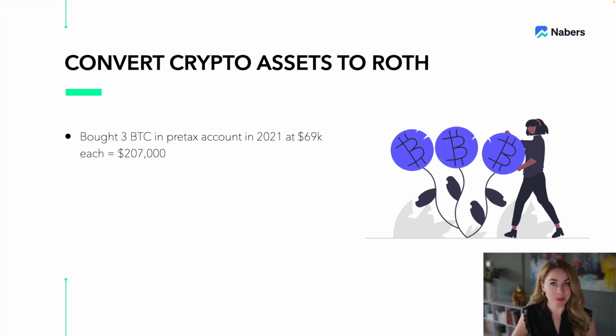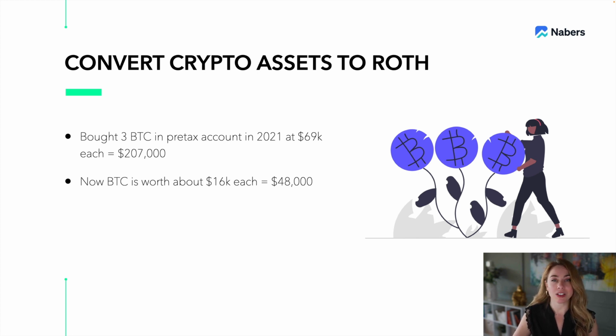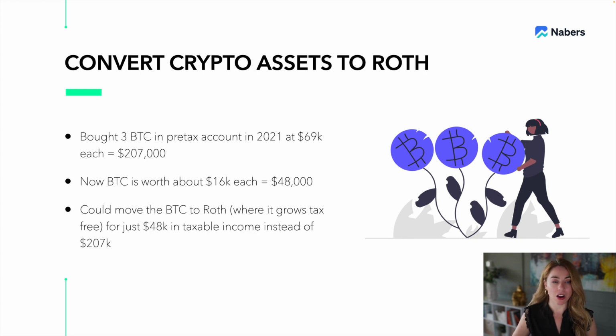Let's take a look at Sarah. She bought 3 Bitcoin in 2021 at $69,000 per Bitcoin. She bought this in her pre-tax account, so she put in $207,000 to this investment. At the making of this video, Bitcoin is worth about $16,000 each, which is a total of $48,000. What Sarah can do is move those Bitcoin from her pre-tax account to her Roth account, where it now grows tax-free, and she only has to pay taxes on the $48,000. That's her new cost basis, because that's the amount she's converting. And she's able to do this conversion without selling her Bitcoin.